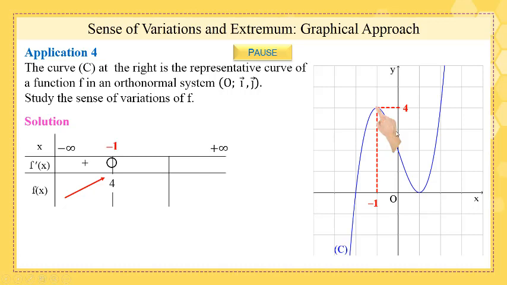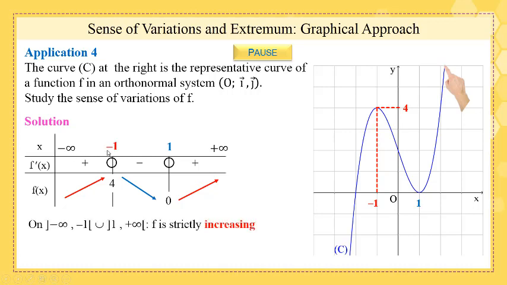Then f is strictly decreasing, which means that f prime is negative. It decreases till the minimum point of abscissa 1 and ordinate 0. Then f continues increasing, which means that f prime is positive. Thus, f is strictly increasing on -infinity, -1 union 1, plus infinity. F is strictly decreasing on -1, 1.